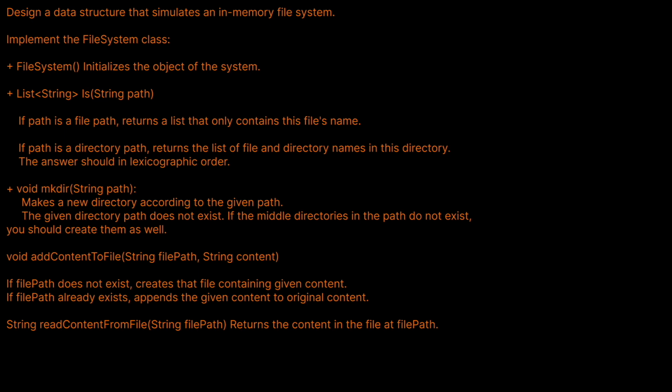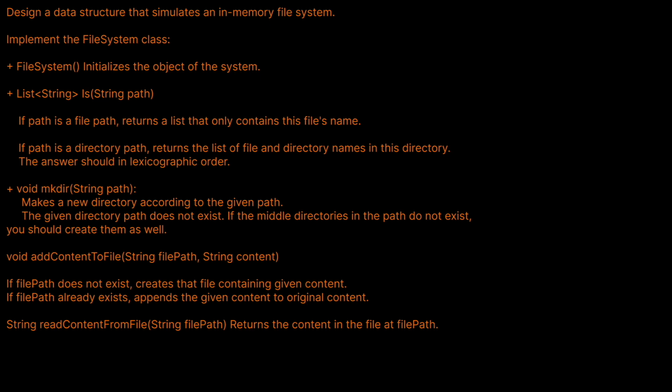You'll have a method ls, which returns a list of strings. If the path is a file path, we want to return a list that only contains the file's name. If the path is a directory, we should return the list of file and directory names in this directory, and we have to note that the answer should be in lexicographic order.